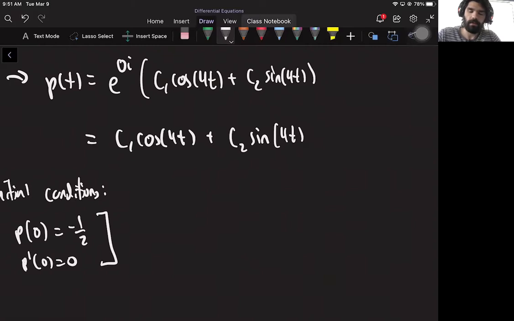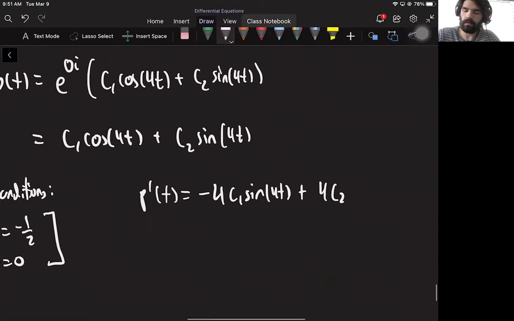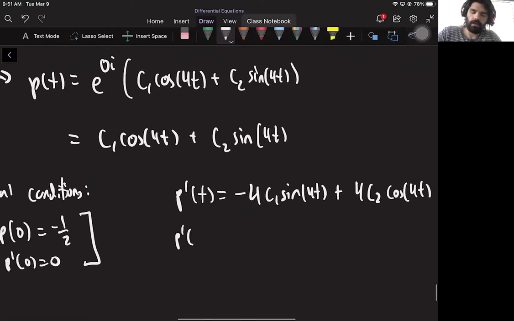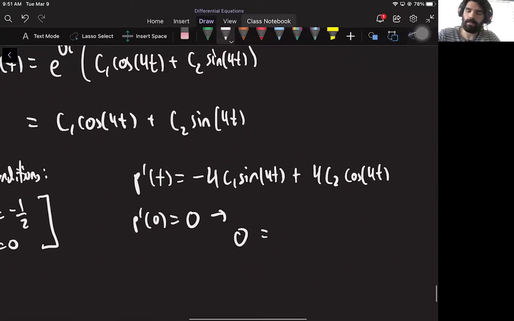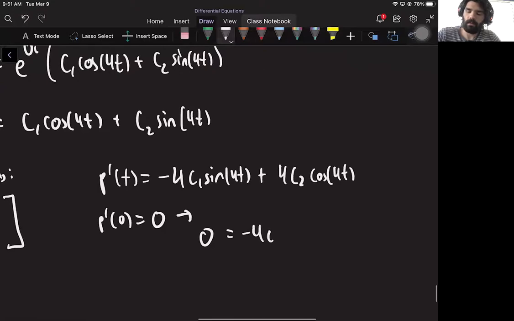All right, so I'm going to need P prime, so I can use the second condition. So this is going to be -4 C1 sine of 4t plus 4 C2 cosine of 4t. I'll do this condition first because it's a 0 one, so it's much easier. So this tells me that 0 equals, if I plug in 0 for sine, that's going to just be 0.